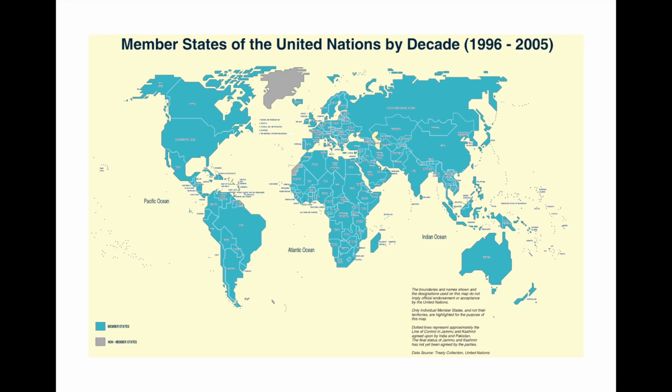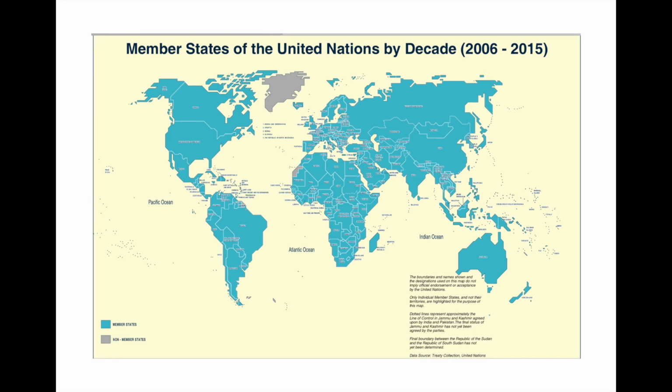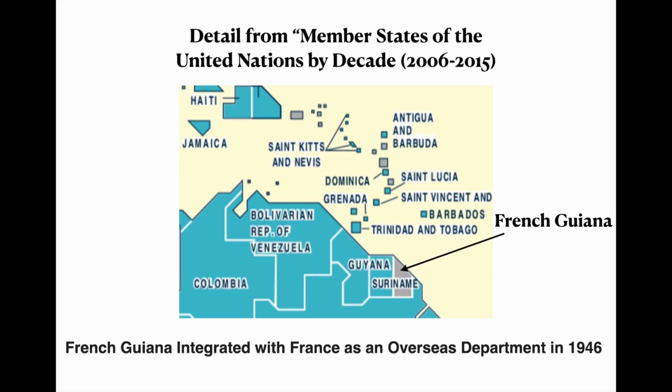We jump again, and Switzerland finally becomes a member state. And that basically is the same map that will be replicated for the next decade because not much has changed. Greenland is still shown as a non-member state, and oddly, French Guiana is still shown as a non-member state. For example, if we look in closely here we have French Guiana, but it had been an integral part of France since 1946, an overseas department. Again, this to me just seems like an error.